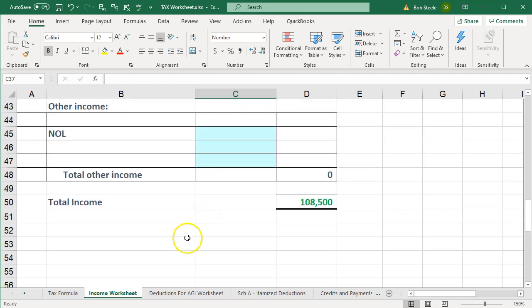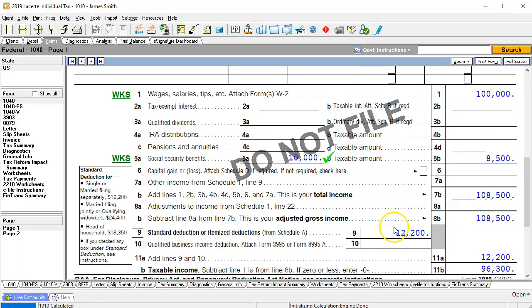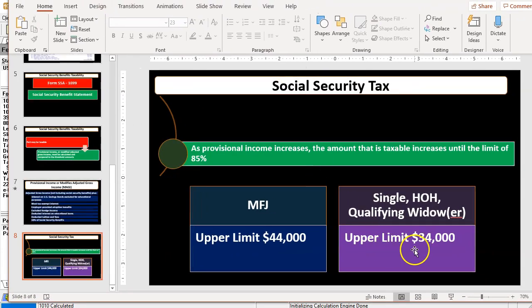And then if we add those up, that's 108,500. Back to the formula line, standard deduction 12,200. That gives us the taxable income of the 96,300, which we should be able to verify on the tax form right there. Now let's take a look at our threshold and say, well, what if we go way down below in terms of income, that 34,000 in terms of the threshold?